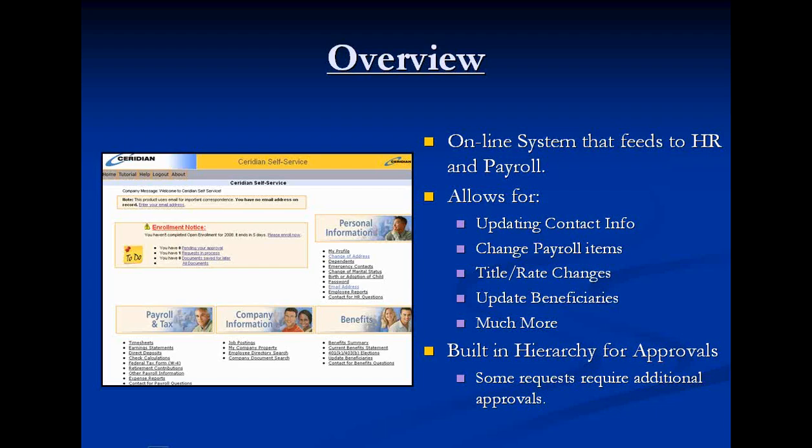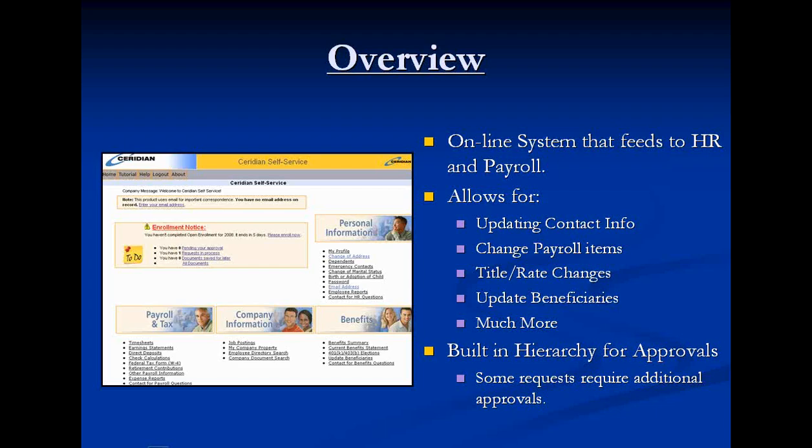Self-service is an internet-based system that allows for employees and managers to update HR and payroll records. The system is to take the place of paper forms and allows changes to be made online. Some examples are updating contact information, such as an address or phone number change. Employees can change payroll items, such as a direct deposit or what they're currently claiming on their W-4. Title and rate changes, updating beneficiaries, and much more can also be done within self-service. There are some actions that will still require paper forms, and we'll discuss these at the end.